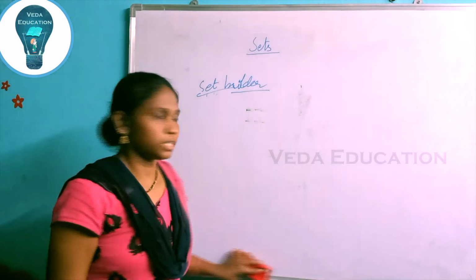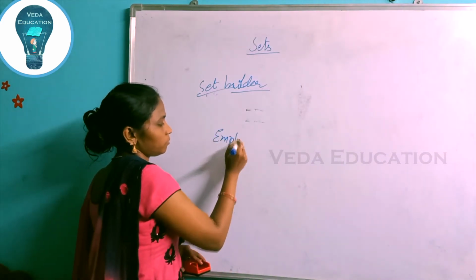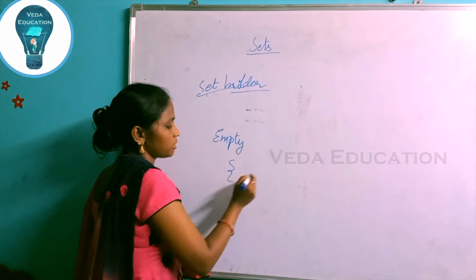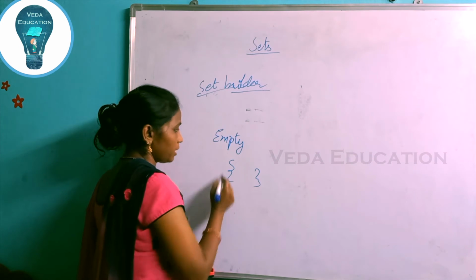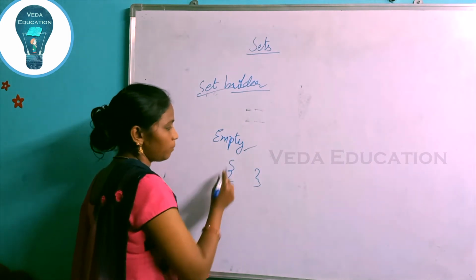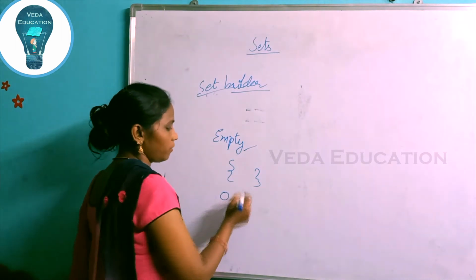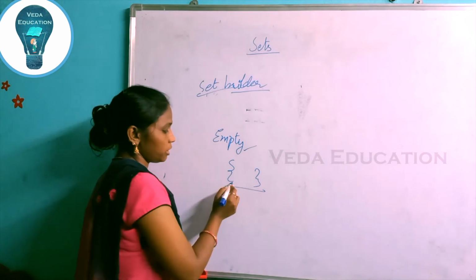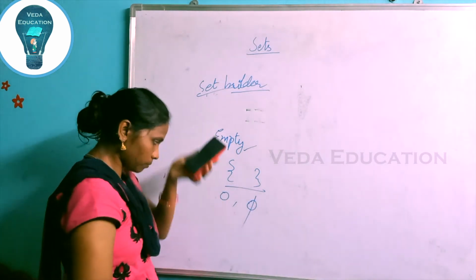And just now I discussed the empty set. Empty set means no elements are present in it. How many elements are there? No elements. So that set we call an empty set. In this, how many elements are there? Zero elements. So in an empty set we will have 0 elements. Got it? And for this we will use this symbol. Okay, got it?